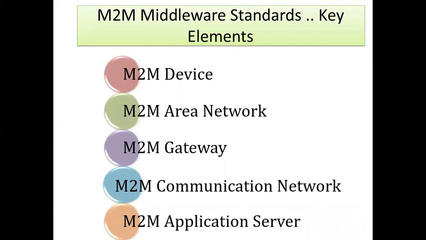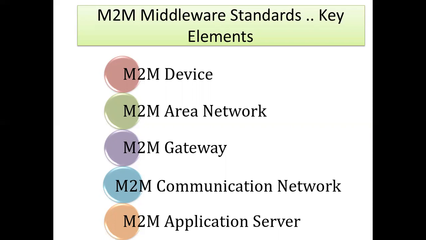This layer provides connectivity between these M2M devices and the M2M gateway. For example, short range technologies like Bluetooth, KNX, Modbus. Okay, so to provide the connectivity between these devices, the M2M area network is used. Then M2M gateway. The M2M gateway makes sure that the M2M devices are interconnected with each other and coordinates via the available communication network.